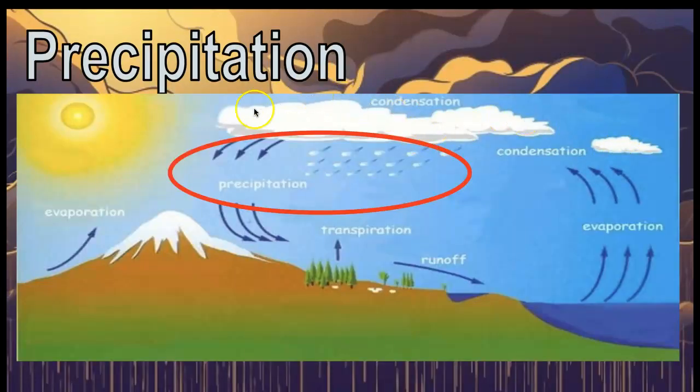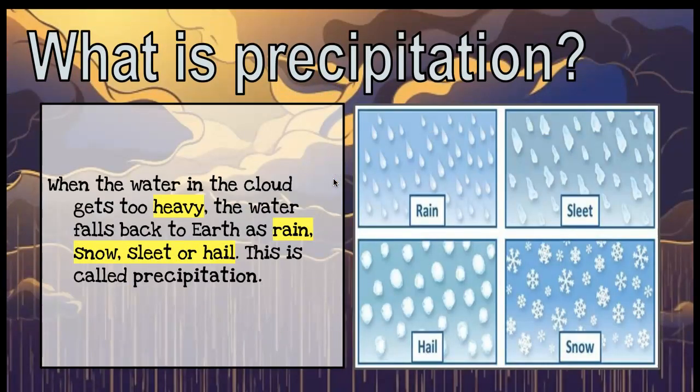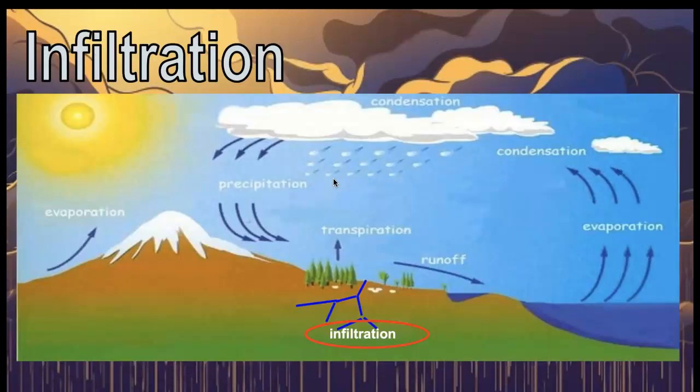Then once our clouds get too full, we know what happens next: precipitation. That one's easy. So whenever the water in the cloud gets too heavy, that water is going to fall back down to earth. It can fall in many different forms: rain, snow, sleet, hail, depending on the atmospheric conditions at the time or the temperatures. That's what determines the type of precipitation at the time. But that water always makes its way back down to earth through precipitation.